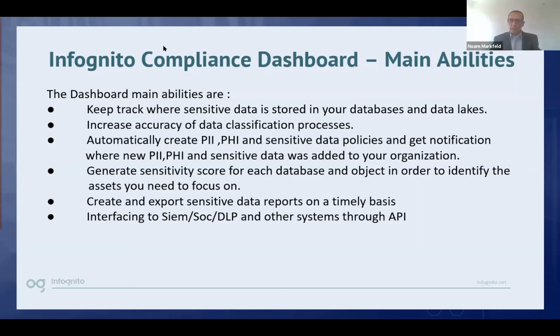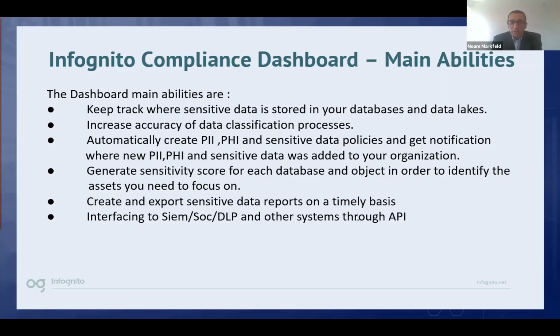One of the main abilities of the system will be keeping track of where the sensitive data is stored in your databases and data lakes. Increase accuracy for data classification processes, and actually developing sophisticated engines with correlation in order to provide as accurate a map as possible of all the private and classified and sensitive data in your databases. We are providing with our system automatically PII, PHI, and sensitive data policies, which allows you to get notification whenever new sensitive data is added to the databases.